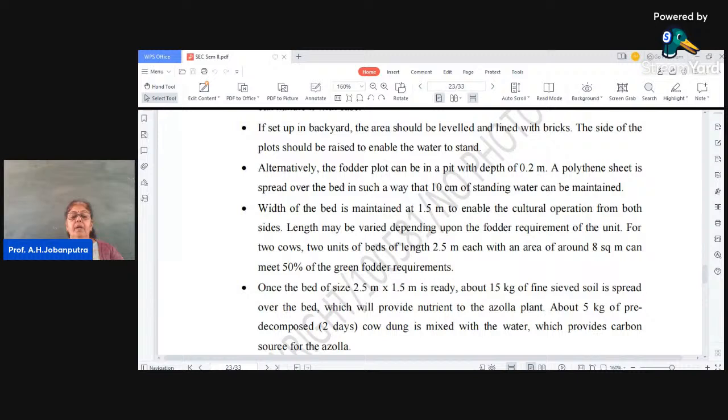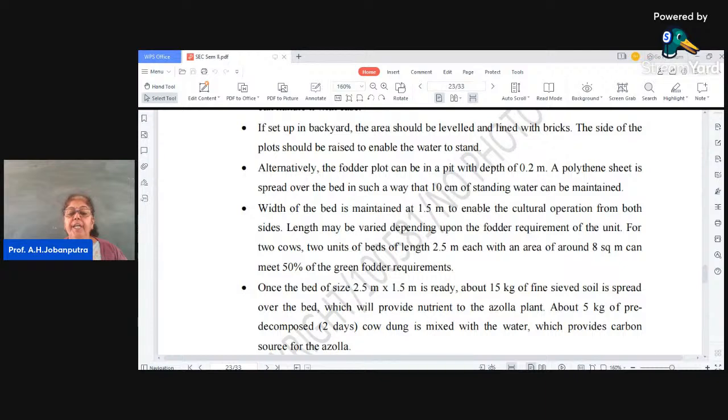So the bed size which is used normally is 2.5 meter by 1.5 meter. You have to add almost 15 kg of fine sieved soil. You have to sieve the fine soil properly and add it, 15 kg, and that will provide the nutrient to the Azolla plant.